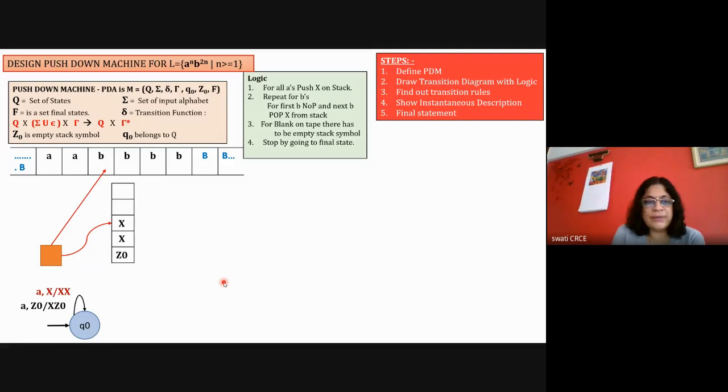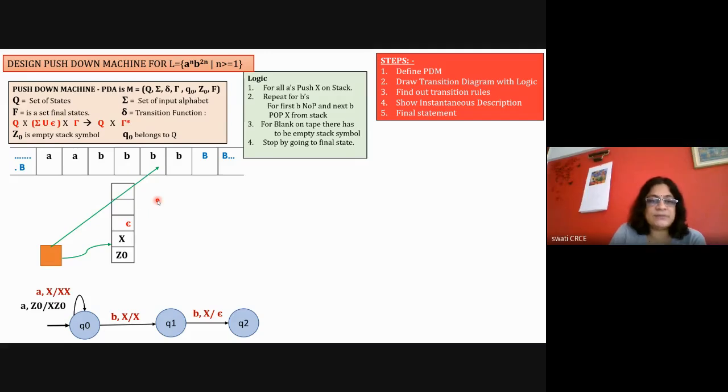Then for the first B, do nothing. Just read B and go to the right. After reading, the read head will go to the right. For the first B it will do nothing on the stack, so the stack pointer will remain here only. But after reading B, it will go ahead by default, because that is the working of the machine. For the second B, it will perform the pop operation, and it will replace X with epsilon.